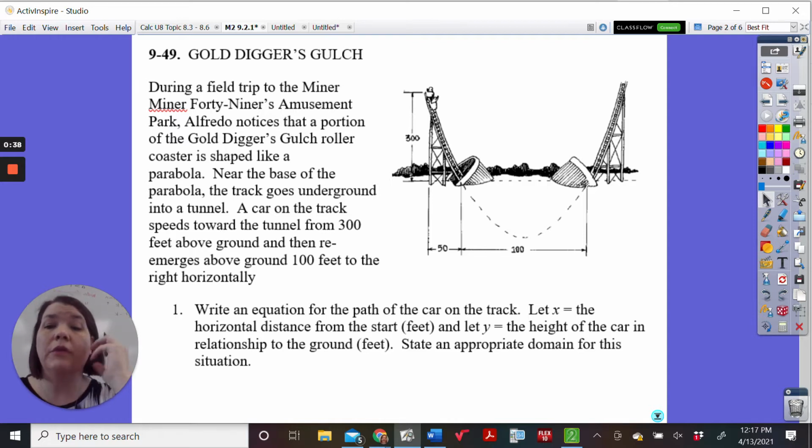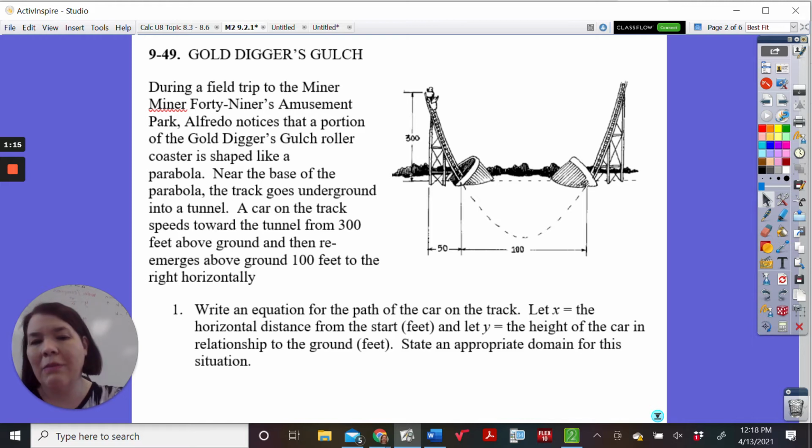During a field trip to the Minor 49er amusement park, Alfredo notices that a portion of the Gold Digger's Gulch roller coaster is shaped like a parabola. Near the base of the parabola, the track goes underground into a tunnel. A car on the track speeds towards the tunnel from 300 feet above the ground and then reemerges above the ground 100 feet to the right horizontally. Write an equation for the path of the car on the track. Let x equal the horizontal distance from the start, and let y equal the height of the car in relationship to the ground. State an appropriate domain for the situation.